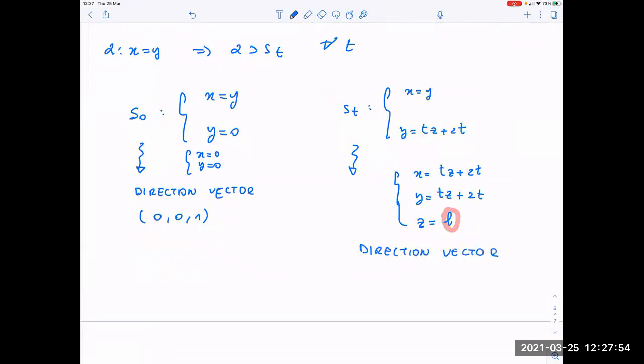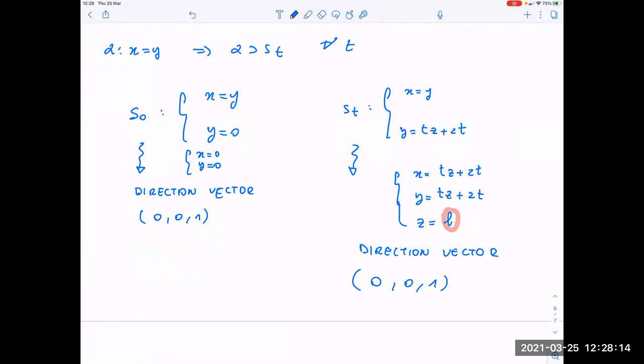Well, the direction vector here is given by the coefficients of t. Sorry, the coefficient of L. So it is 0, 0, 1. Right? So you see, these lines are always parallel.